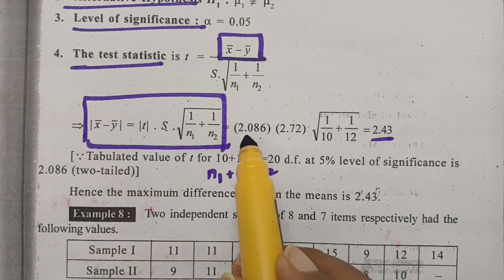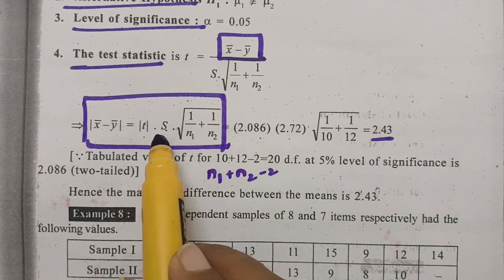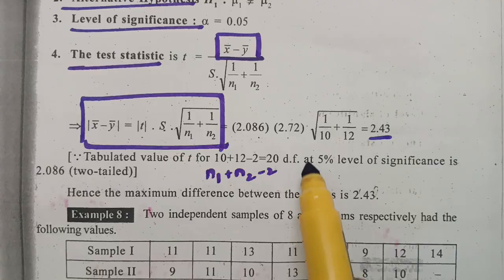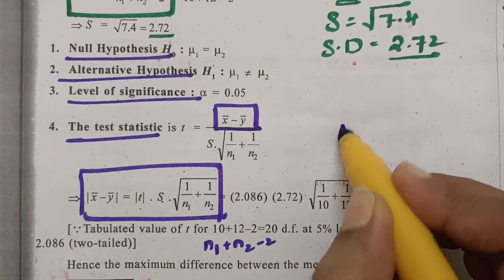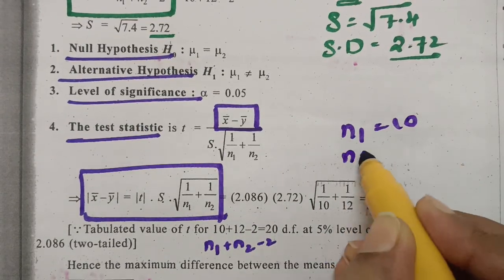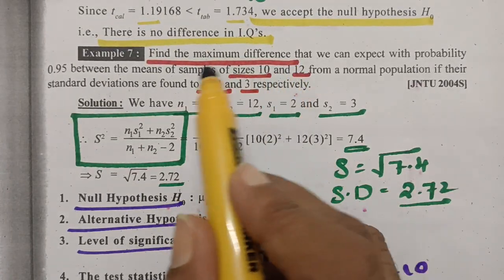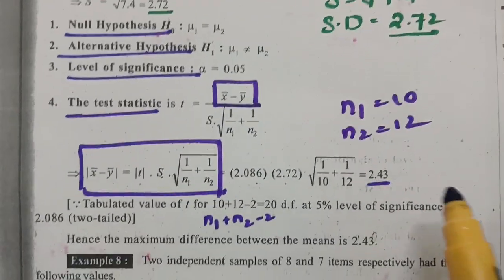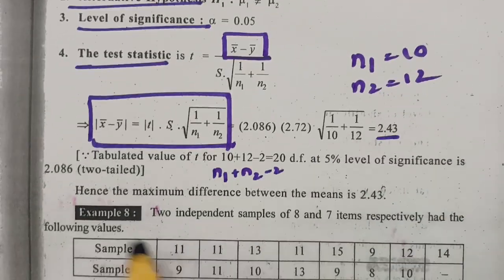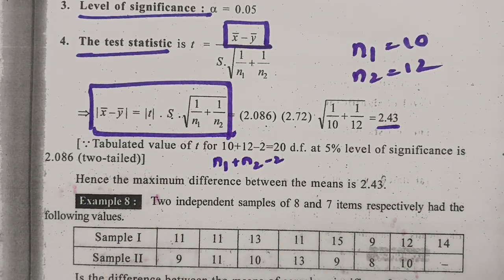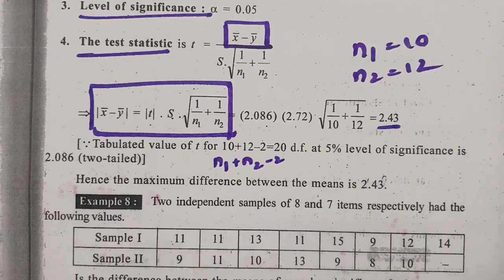I have taken 2.086, and for the standard deviation the value is 2.72, with n1 and n2. So n1 is very clear as 10 and n2 is very clear as 12. So that we will be getting 2.43. So this is the maximum difference. We have to find the maximum difference, and the maximum difference value is 2.43. Hence the maximum difference between the means is 2.43. That is one kind of problem.